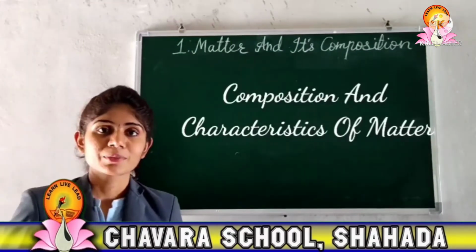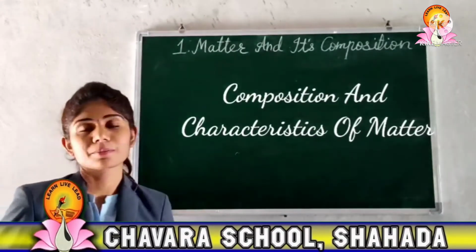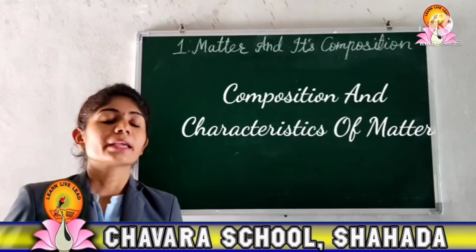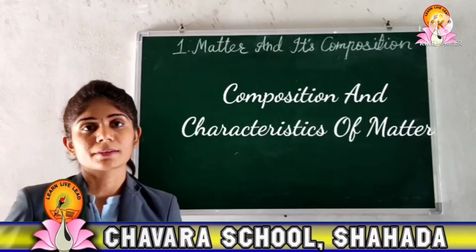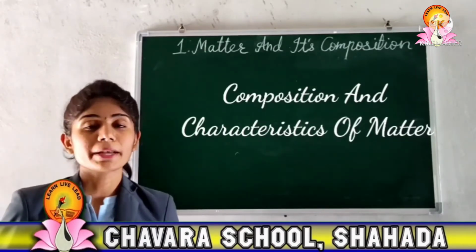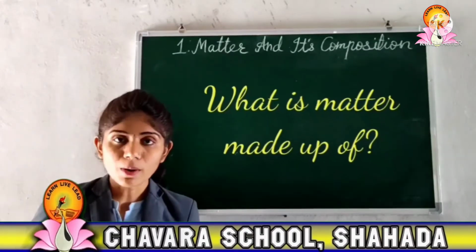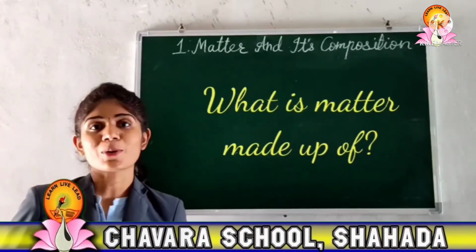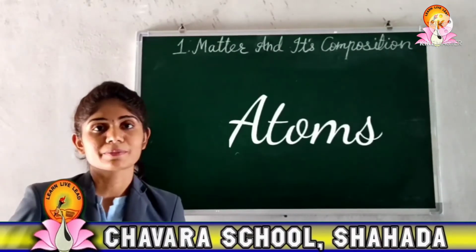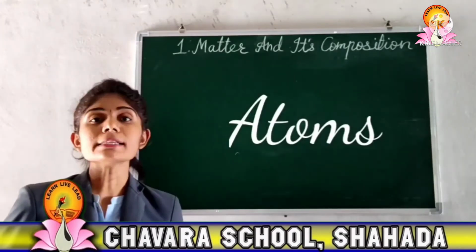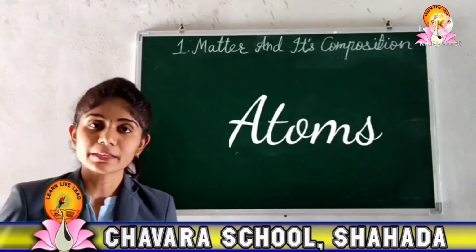Now let's see composition and characteristics of matter. So we know that in our surrounding there are different substances present and they all are made up of matter. But what is matter made up of? Matter is made up of extremely small particles called atoms. An atom is the smallest possible unit that exhibits all the properties of that matter.